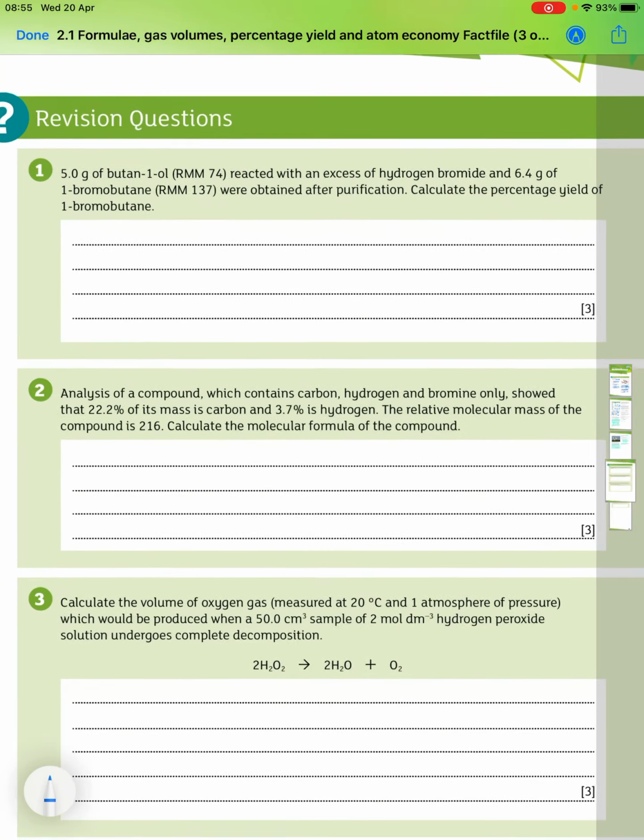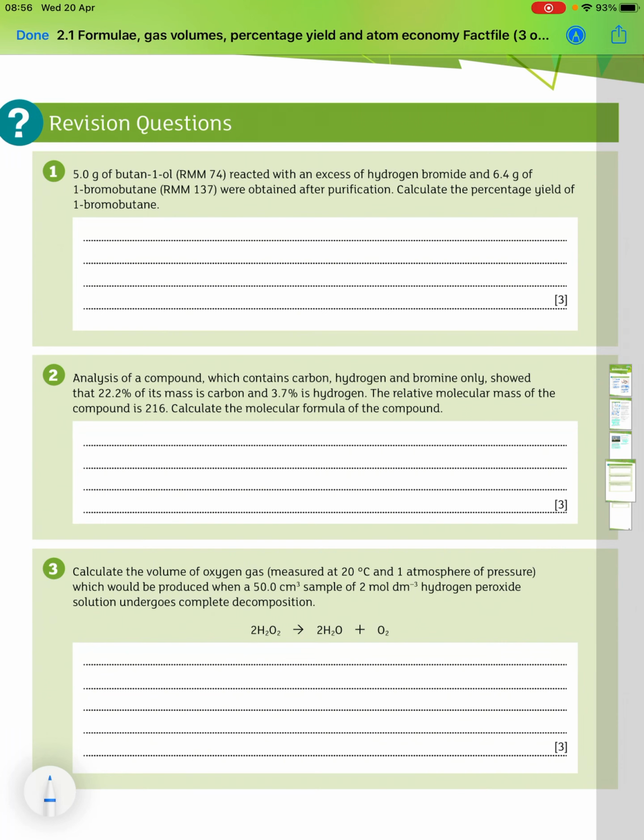These are the answers for fact file 2.1 Formula, percentage yield and atom economy.